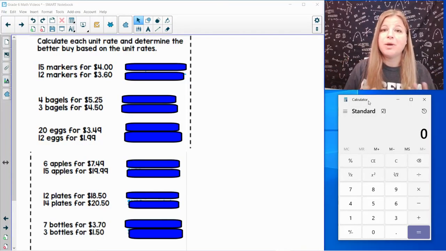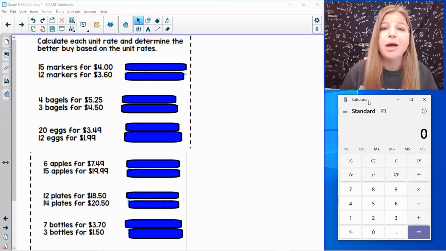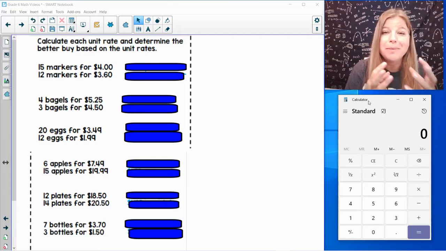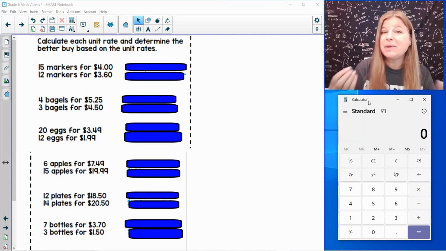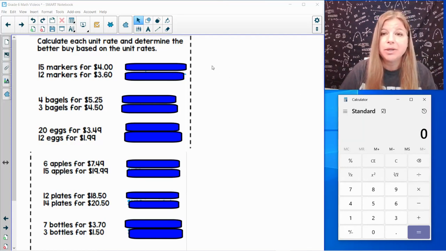So when we go shopping, we are constantly looking at unit rates. We want to figure out what's the best buy, what am I going to get the most from for my money, and which ones may I be actually spending a little bit more than I really want to. So what we do is we calculate the unit rate by dividing the cost, in this case, by the number of items. And if I do that, I get the individual price. So here, calculate each unit rate and determine the better buy based on the unit rates.